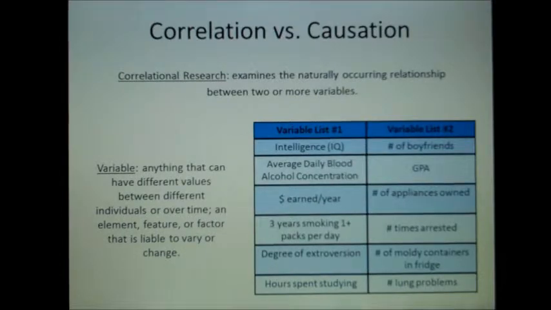So I have two lists of variables up here, and you could take any variable from list number 1 and talk about its relationship to any variable on list number 2. For example, I would hope that there is a strong correlation between IQ and GPA, or number of hours spent studying and GPA. Versus there might be a very weak correlation between how much money you earn every year and the number of moldy containers in your fridge. So you can take any two things and talk about how strongly or weakly they might be related to each other.